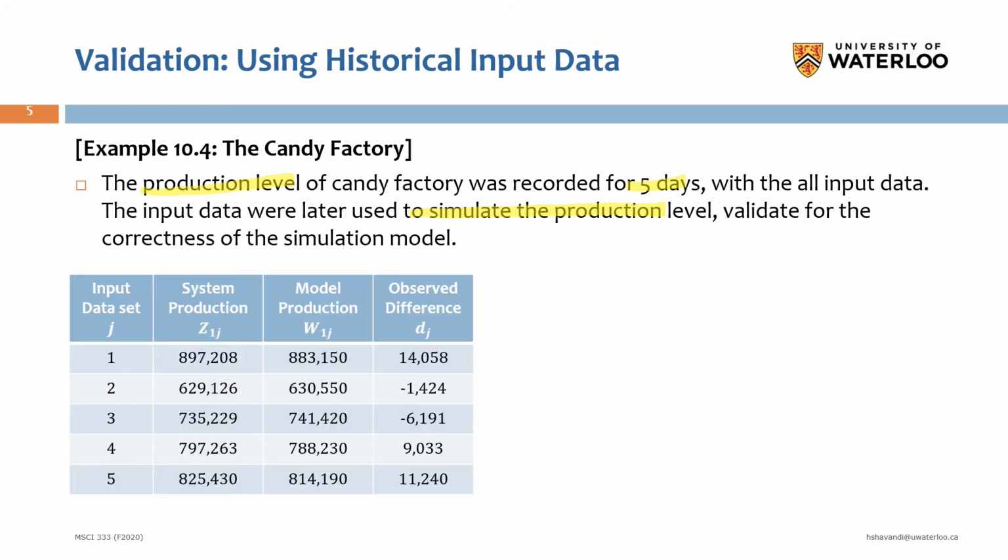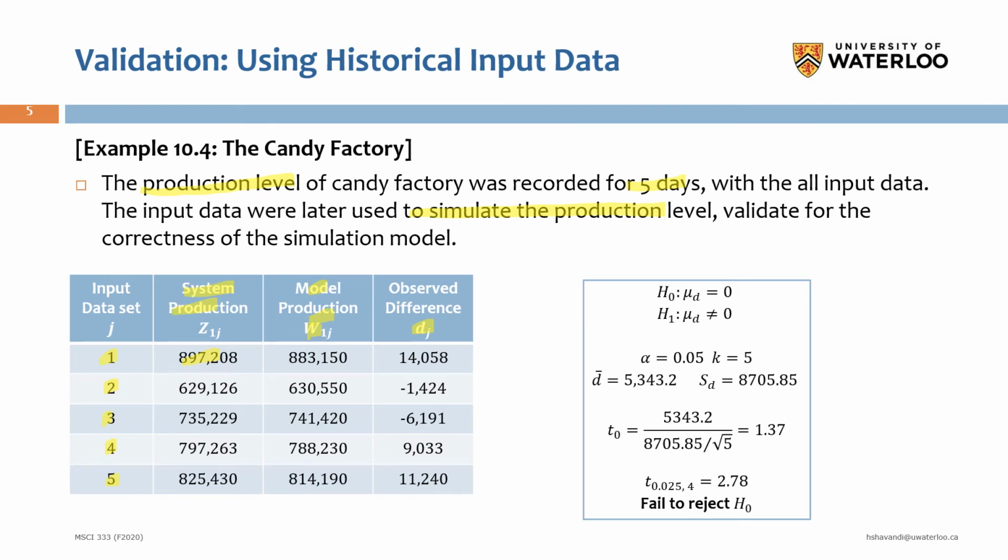Here we do have data for 5 days, so the input data will be from j equals 1 to 5. We have the system production level, that's the system's output. We have the numbers here, and also the production level obtained by the simulation model, Wij. So we can calculate the difference between the system's performance and the model's performance. Now, by having the differences, we can apply a hypothesis test.